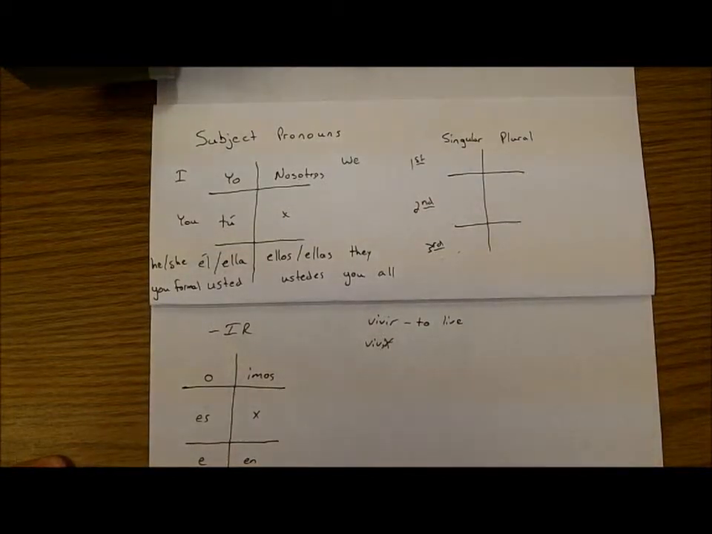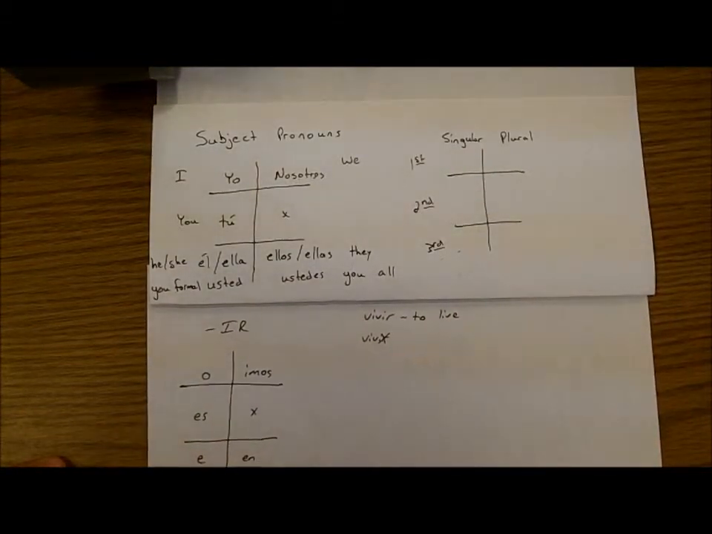Now, we look at these conjugations. They are very similar to ER verbs, except for the fact that for the nosotros, we have imos with an I instead of emos with an E. That is the only difference in the conjugations of the ER and IR verbs.